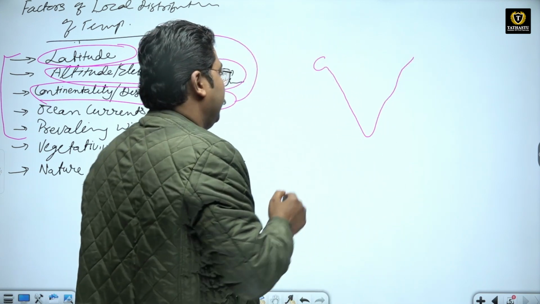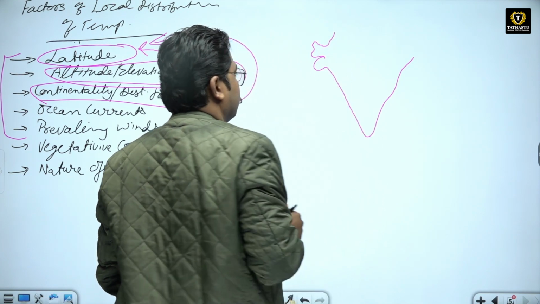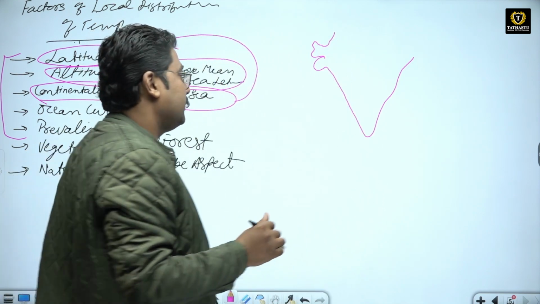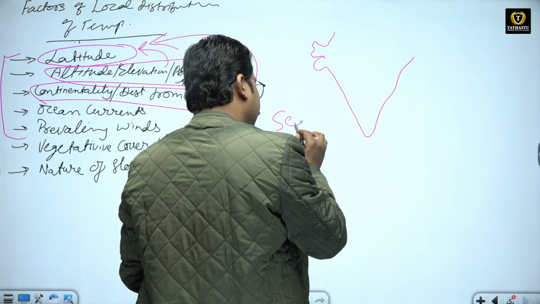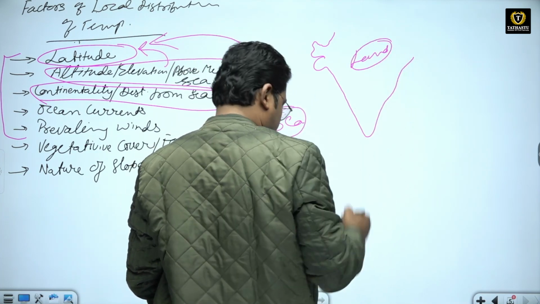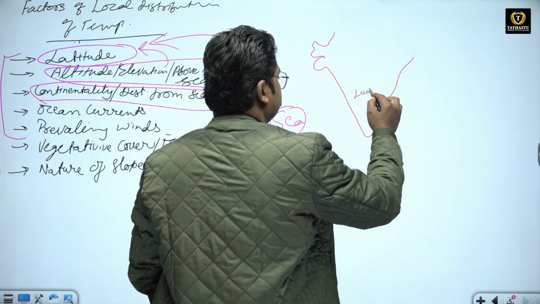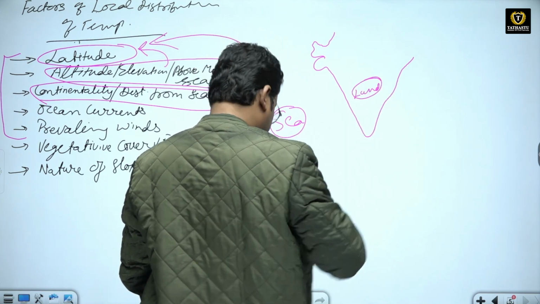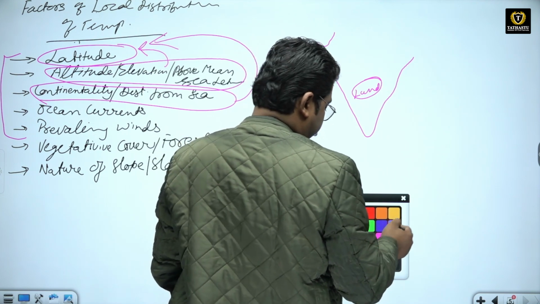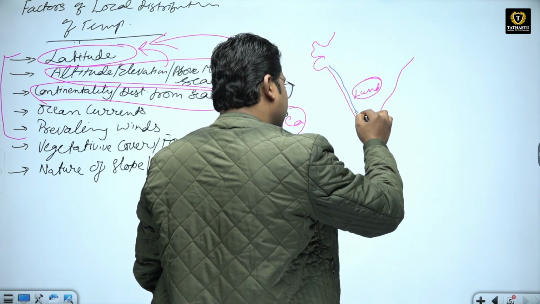This is our India, as we all know. Now, this is sea and this is land. And these are the coastal regions.